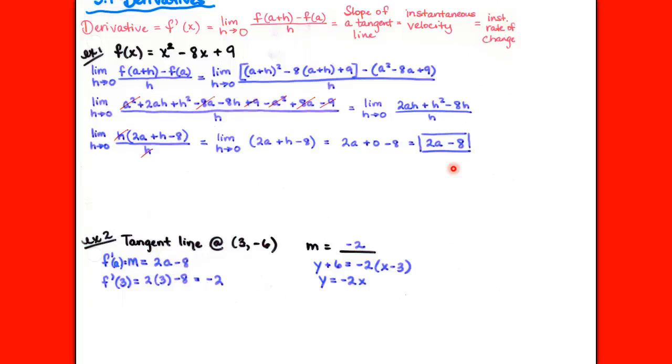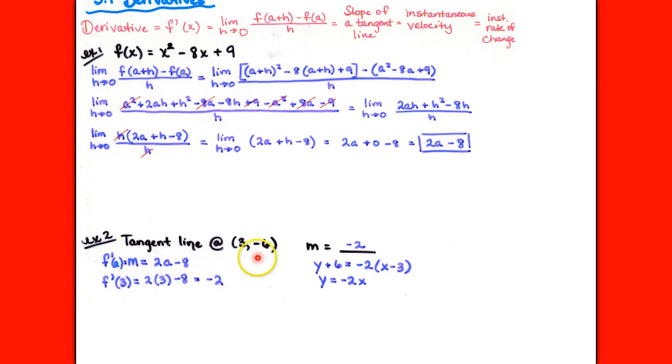Y equals x squared minus 8x plus 9, and find that at the point 3, negative 6. Well, if I understand that derivative and slope of the tangent are the same thing, then I can say, hey, I just found the derivative to be 2a minus 8. That would be the same thing as the slope of my tangent line. So instead of redoing this, I could just say, okay, if I want the slope at 3, let's put 3 in the place of a, and I figure out my slope is -2.